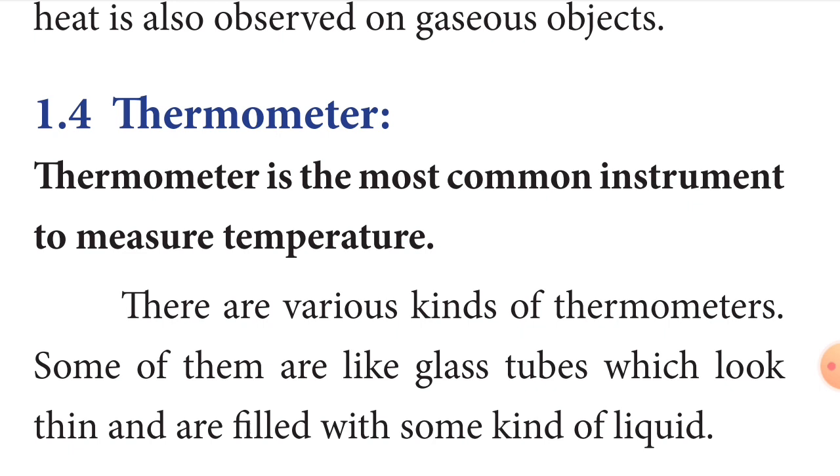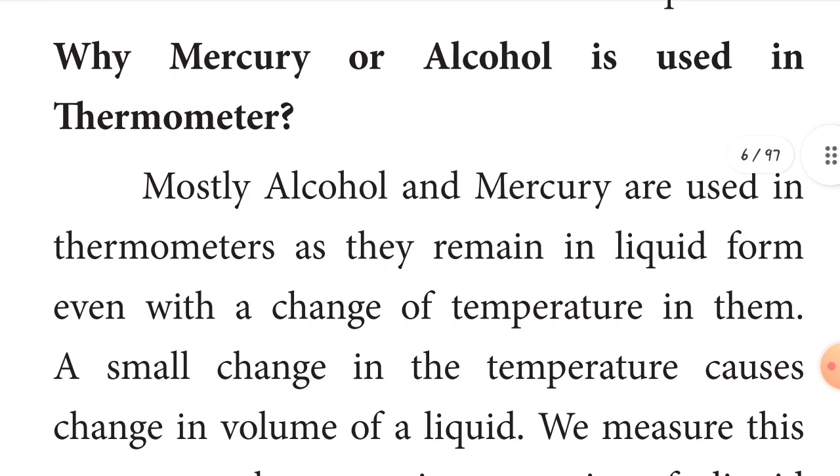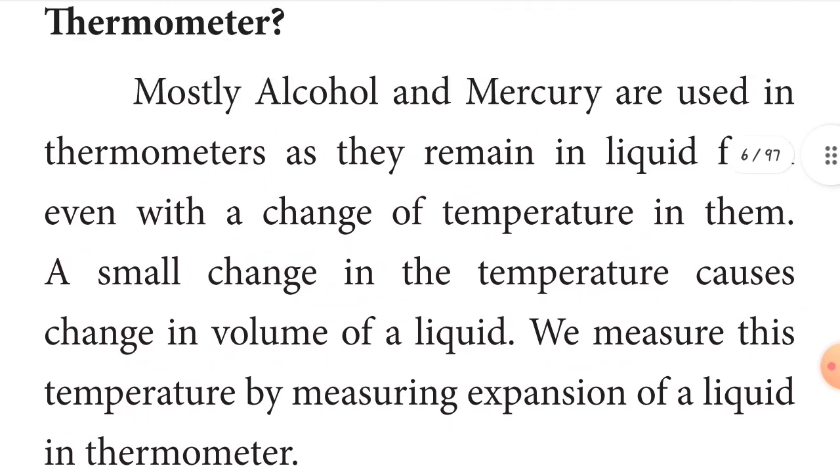So there are various kinds of thermometers. Some of them are like glass tubes, which look thin and are filled with some kind of liquid. So why is mercury or alcohol used in the thermometer? It is in the liquid state. Mostly alcohol and mercury are used in thermometers, children. They remain in liquid form even with a change of temperature. A small change in temperature causes a change in the volume of the liquid. So we measure the temperature by measuring the expansion of the liquid in the thermometer. That is the main reason, children. This is clear to you, children? Yes.